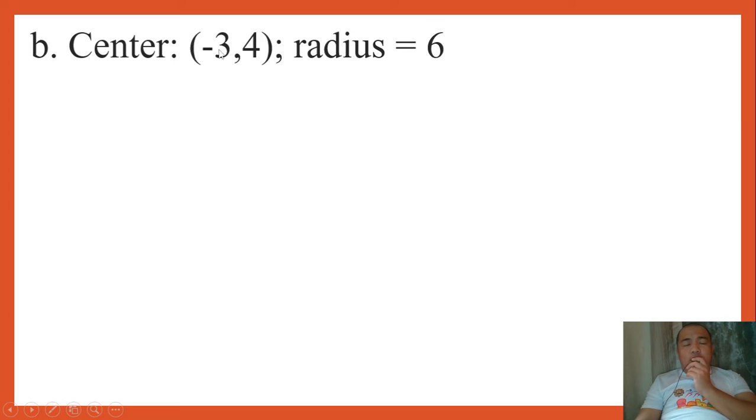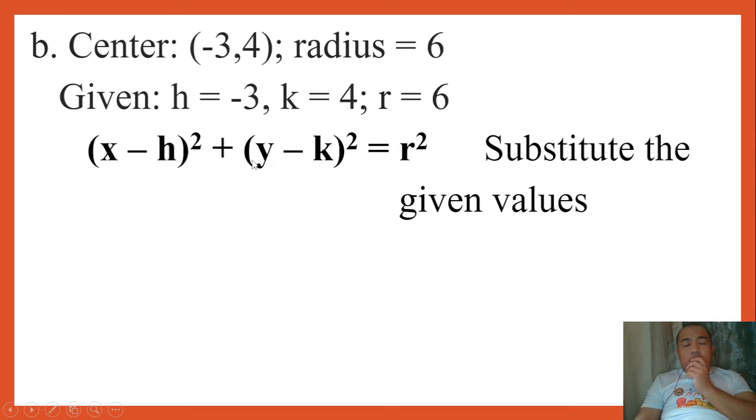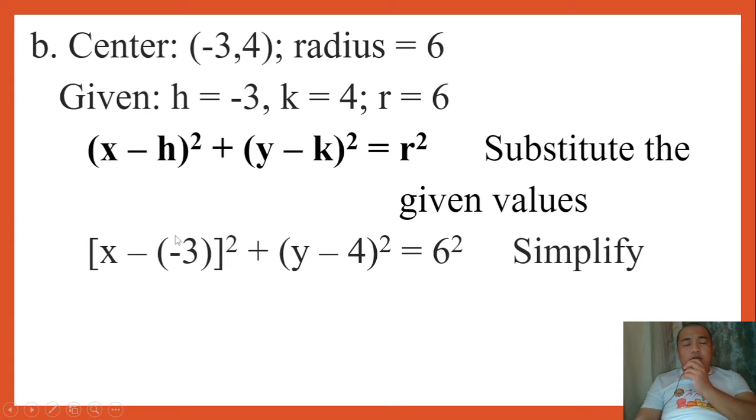How about this? If the center is at negative 3, 4, and the radius is 6, what is the equation of the circle? Given h is negative 3, k equals 4, r equals 6. So first, let's substitute the given values. (x minus h) quantity squared plus (y minus k) quantity squared equals r squared. Substitute: (x minus negative 3) quantity squared plus (y minus 4) quantity squared equals 6 squared.